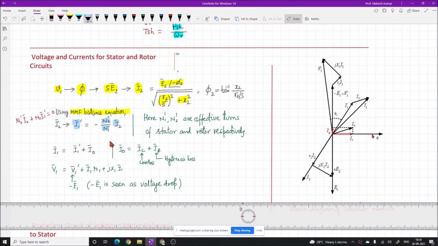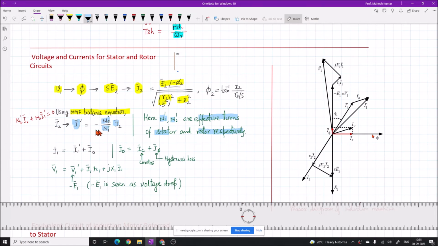What are N1 dash and N2 dash? The N1 dash and N2 dash are the effective turns of the stator and the rotor respectively. The effective basically means that windings are distributed. So if there are 100 turns, effectively there will be some other value less than 100 turns, because of the distribution and the space factor of the winding over the space. So the effective number of turns will be less than the actual number of turns.